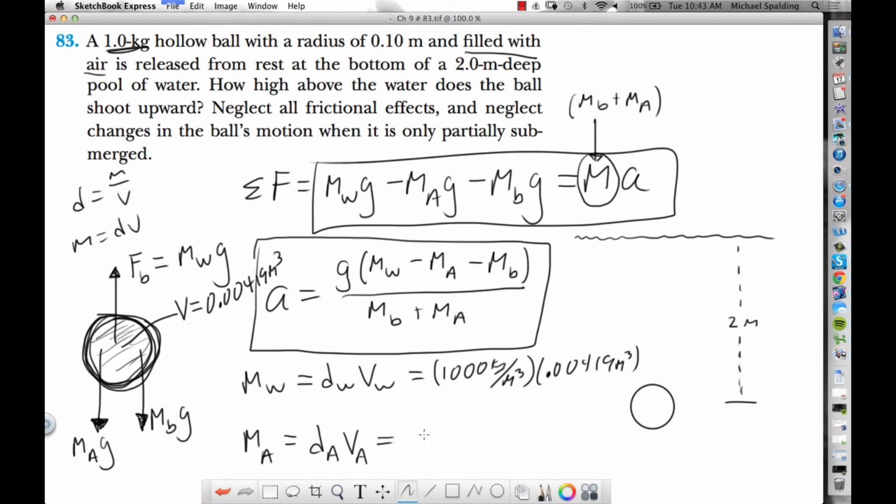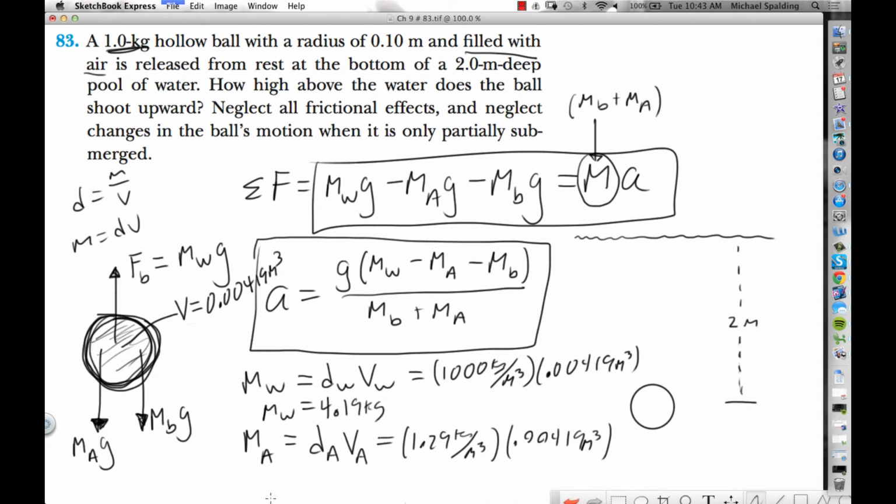And then the mass of air is going to be 1.29 kilograms per cubic meter times 0.00419. So we end up with mass of water equal to 4.19, and then mass of air is 0.0054. Basically negligible. The mass of the air is not really going to do anything in this problem.